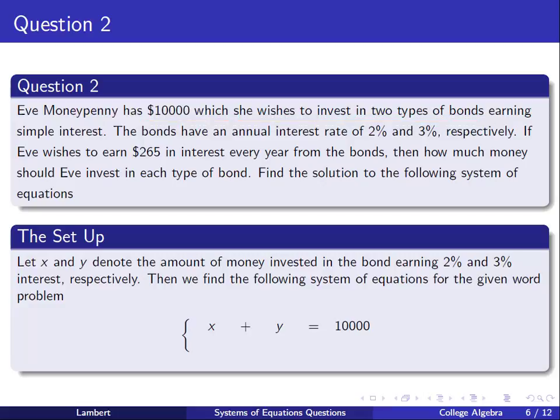And second, now we want to earn $265 in interest every year. So that means when we apply the amount we've invested in X times the 2% plus the amount invested in Y, that Y value times the 3%, that should equal 265. So the way we write that is 0.02x plus 0.03y equals 265. So notice we just have two equations, two unknowns. So the hardest part here is actually the setup, because now we can work through the system.